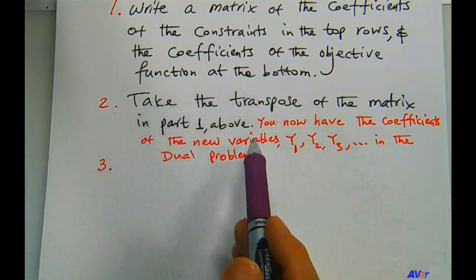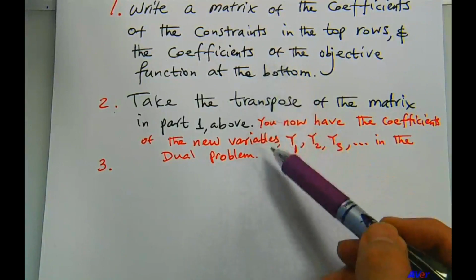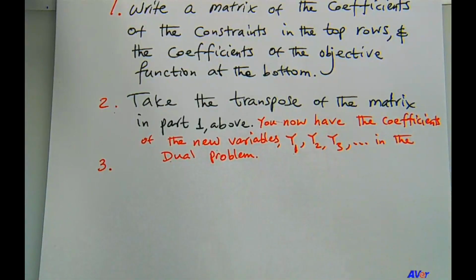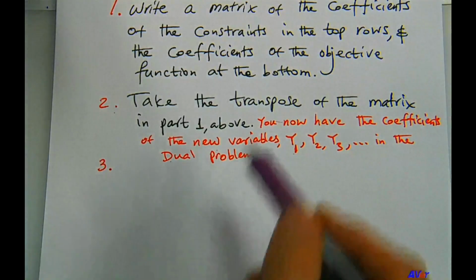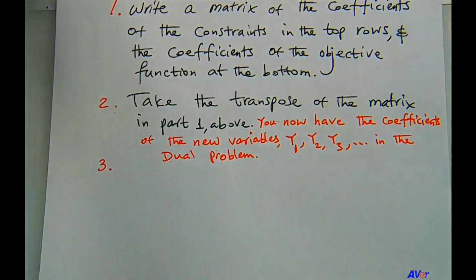So those numbers that you get when you transpose the original matrix are the coefficients of the new variables y1, y2, y3. After you take the transpose, you're no longer dealing with variables x1, x2, x3. You have new variables y1, y2, y3. These variables belong to the dual problem, which is the equivalent maximum problem.